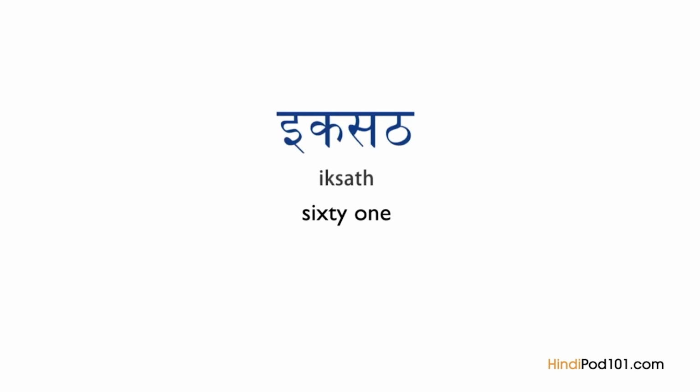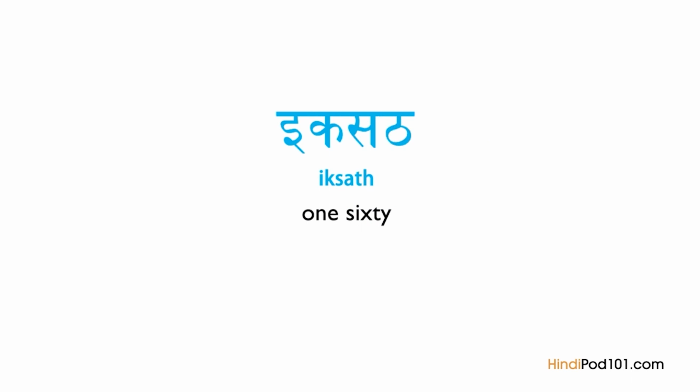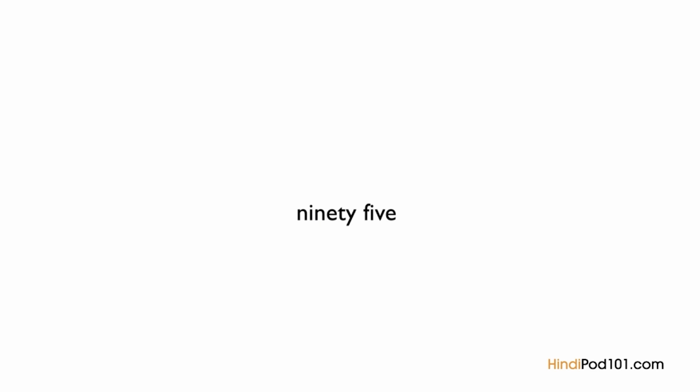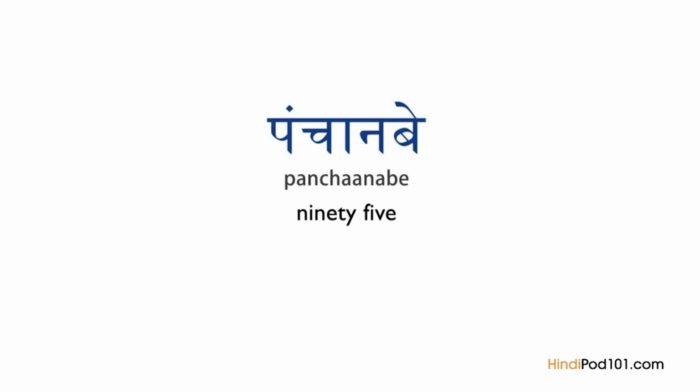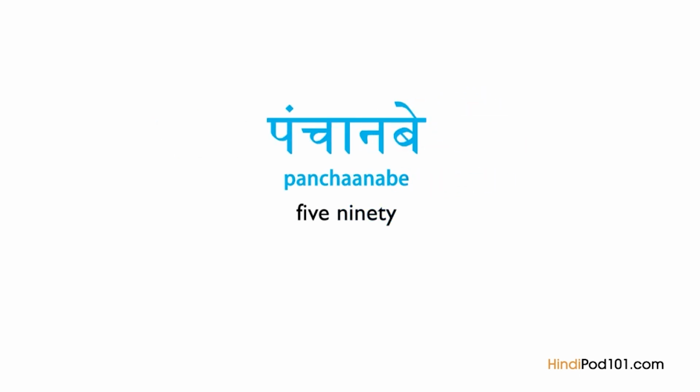61 is iksath, which is literally read as 1 60. Ik is a variation of ek for 1, while sath is a variation of saath for 60. Iksath. Let's look at one more number, 95. In Hindi, it's pachaanave, which is literally read as 5 90. Pancha is a variation of paanch for 5, and nave is a variation of nabbe for 90. Panchanave. After only 2 lessons, you're now able to count to 100 in Hindi.